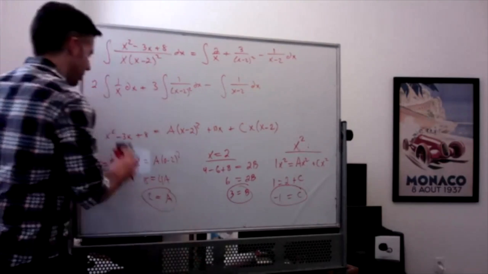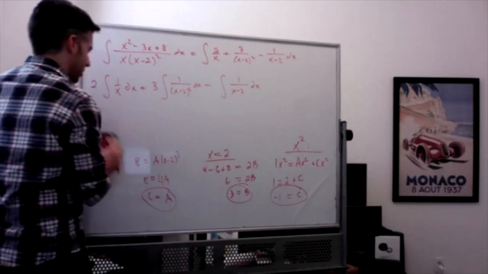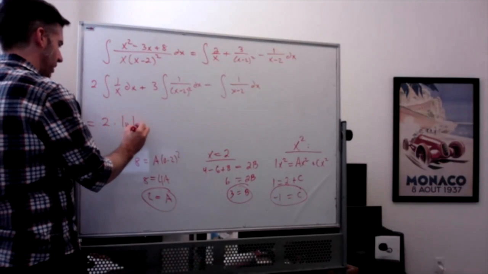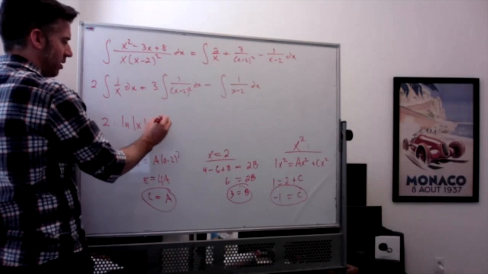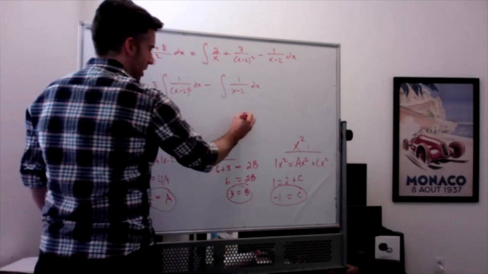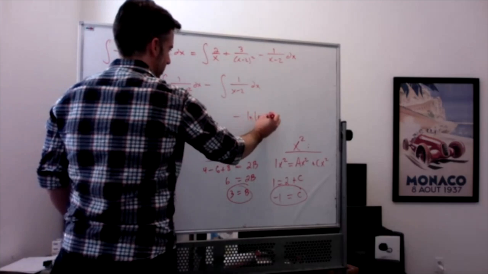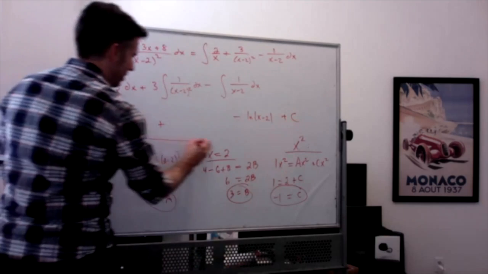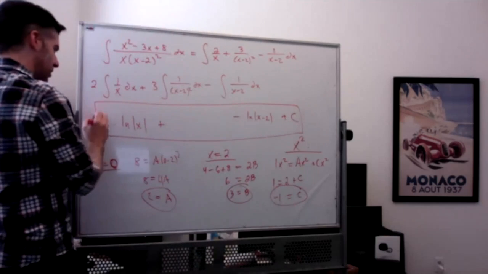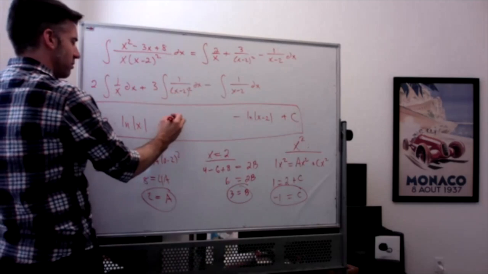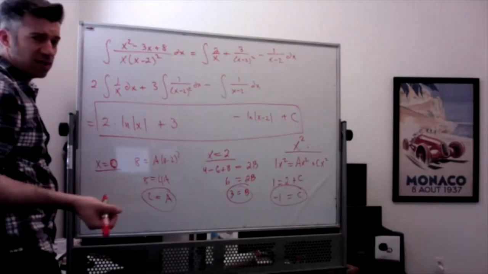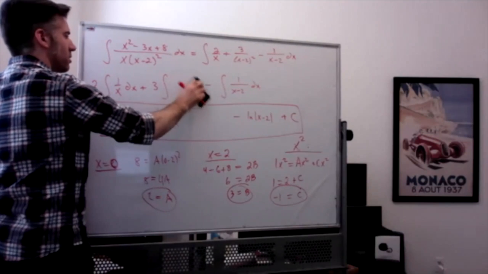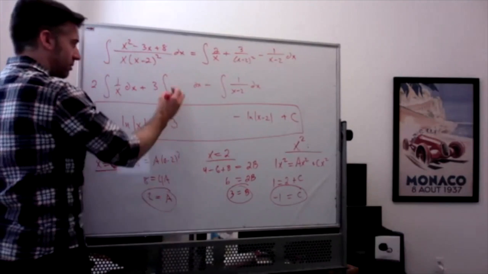Then we can jump straight to this: 2 times the natural log of the absolute value of x. I'm going to leave this one alone for a minute. And this is going to be minus the natural log of the absolute value of x minus 2. So I have this middle part to deal with though. This here is going to be 3 times 1 over (x minus 2) squared. It might be helpful to write it as (x minus 2) to the negative second.